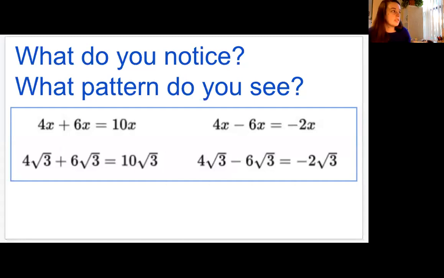Something I might start by noticing is I notice they have 4 and 6 and 10, and this one has 4 and 6 and 10. Interesting. I see 4 and 6 and -2, 4 and 6 and -2. I'm wondering, why does it look like that?